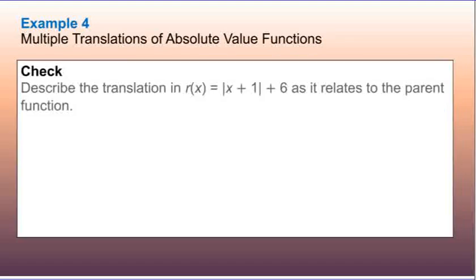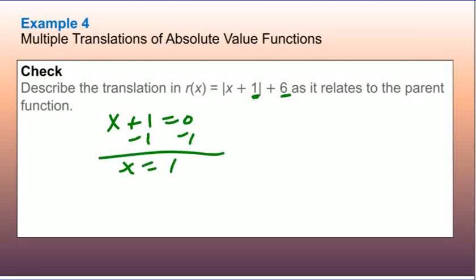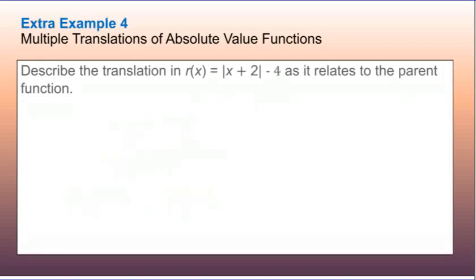Next, describe the translation here. Again, my vertex is at negative 1, 6. How do I know that's negative 1? Because if I do x plus 1 equals 0, subtract 1, I have x equaling negative 1. So it went to the left 1, and then this plus 6 means it went up 6. Everything else would stay the same.